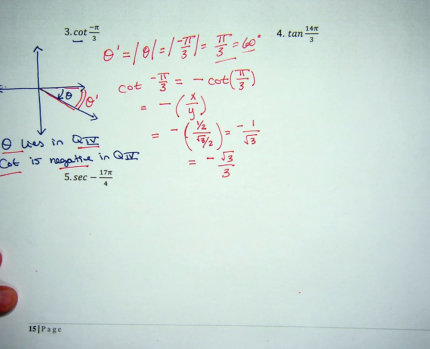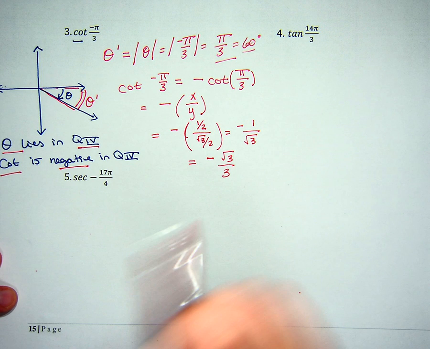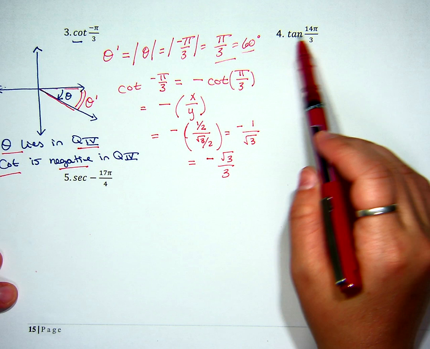Next, let's look at another one here. Let's look at tangent of 14 pi over 3. This one's a little nice. Well, this one you cannot look at your unit circle because 14 pi over 3 is too big. Okay, you can't see it there. So let's draw our angle here.